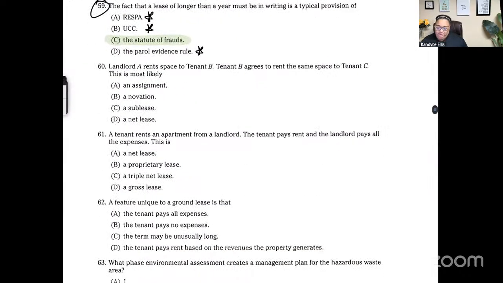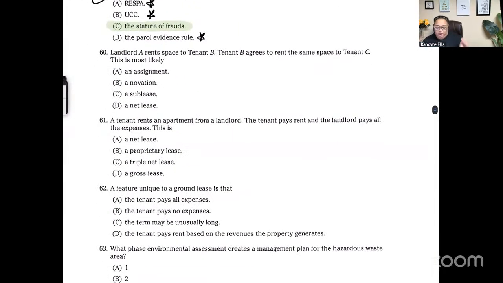Number 60. Landlord A rents space to tenant B. Tenant B agrees to rent the same space to tenant C. This is most likely A, an assignment, B, a novation, C, a sublease, or D, a net lease.